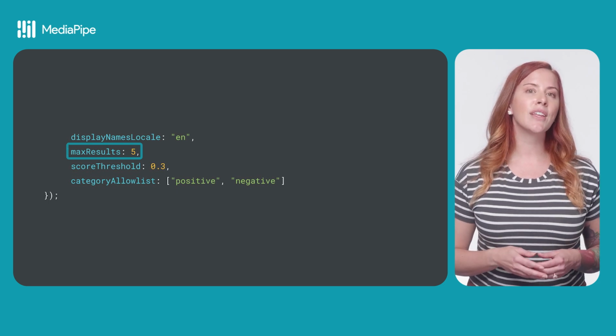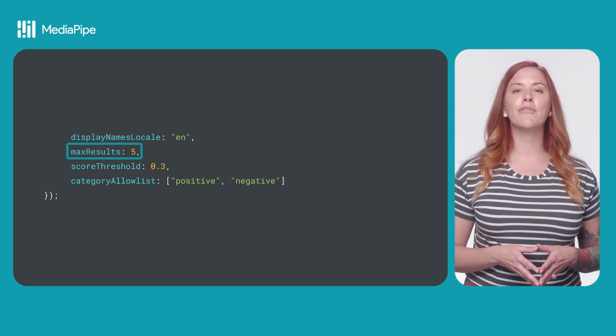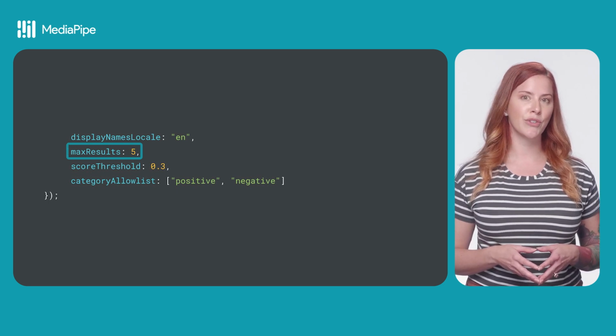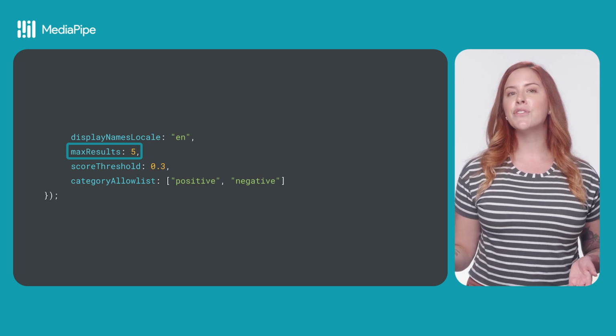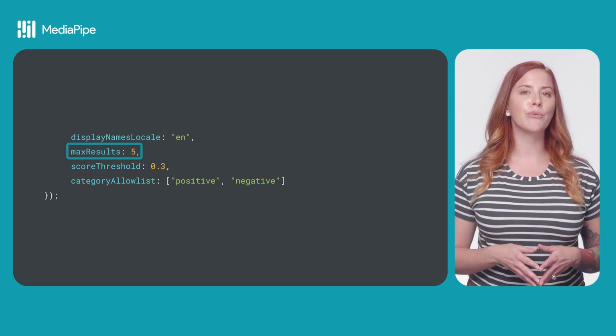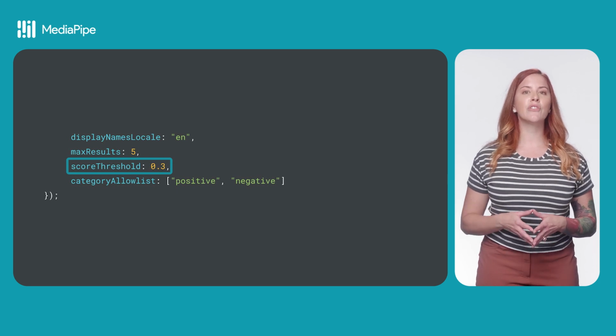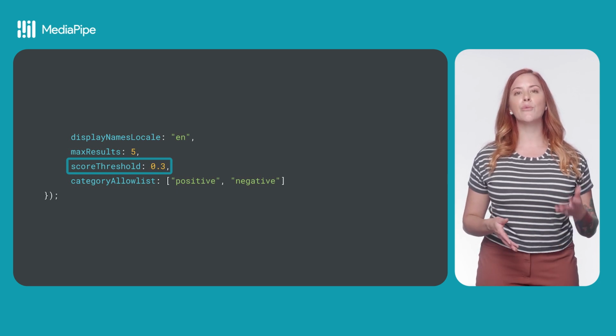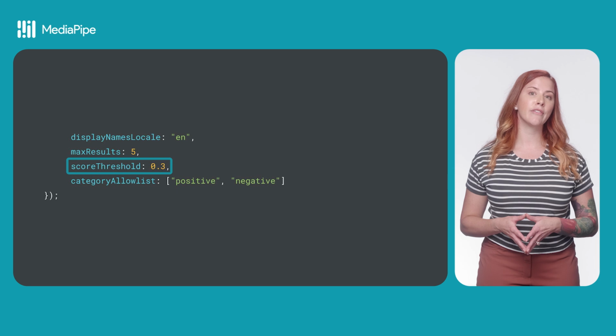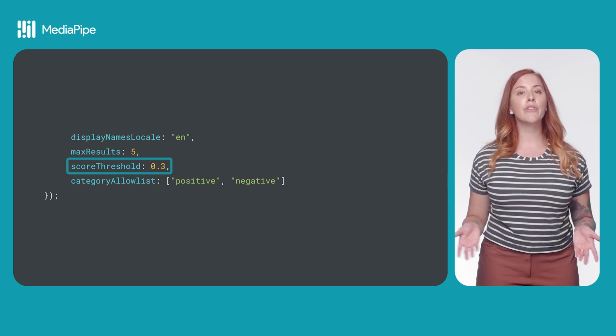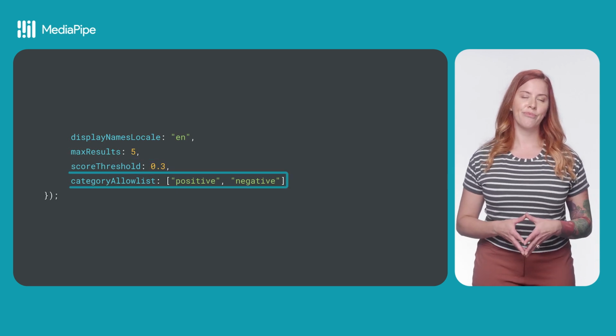Max results sets the optional maximum number of top-scored classification results to return. If the number is less than 0, all available results will be returned. Score threshold sets the prediction score threshold that overrides the one provided in the model metadata, if any. Results below this value are rejected.